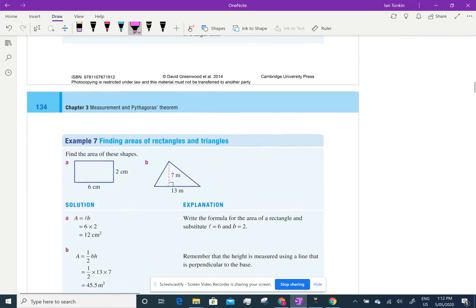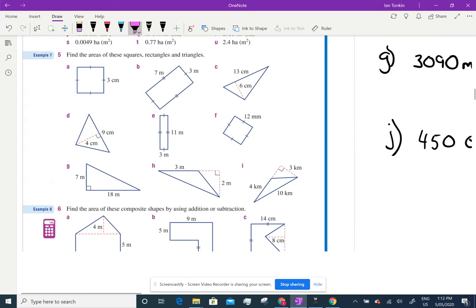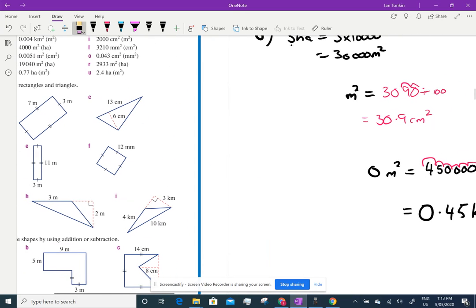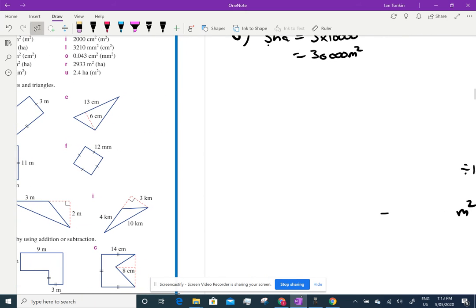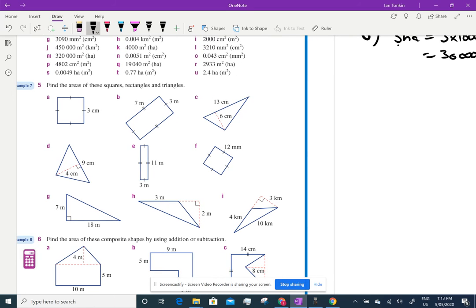So let's go to question 5, which is all you have to do, because question 6 is composite shapes, and it's the next lesson. So question 5. Now, you don't have to draw them. It'd be good if you could, but it's a 3-line answer for each of these. So I'm only going to do one of each, and you do the rest. And it's really easy. It's just multiplying. So I'm going to do B, E, and H. You can have a go on your own.